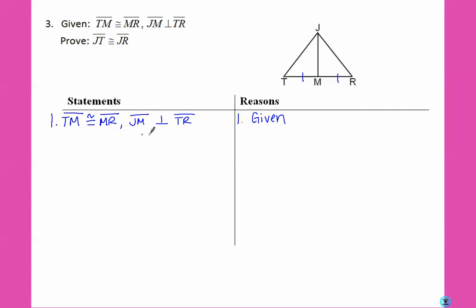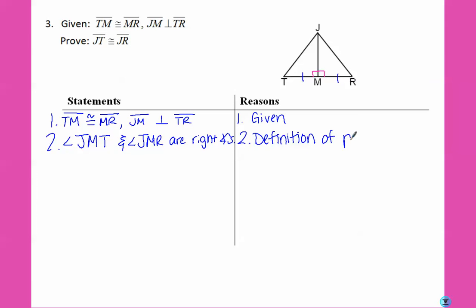Next, let's use this perpendicular information to help us out. If these lines or line segments are perpendicular, we know that they make right angles. So we know that angle JMT and angle JMR are right angles. And we know that because that is the definition of perpendicular.